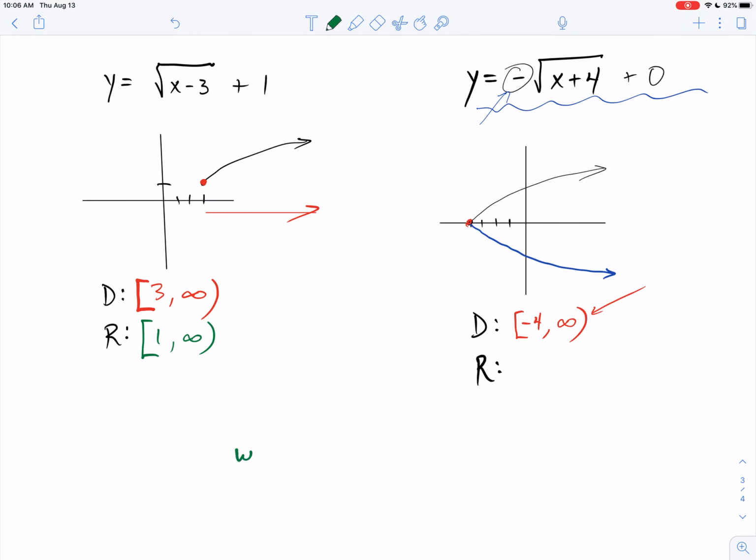So here's the wrong way to do this, and a lot of people do this, that's why I'm going to say it. They go, hey, this thing's going down, but the highest value it hits is right on the x-axis, so it's 0. So it goes 0 to -infinity because it's going down. And this is incorrect. Please don't do this.